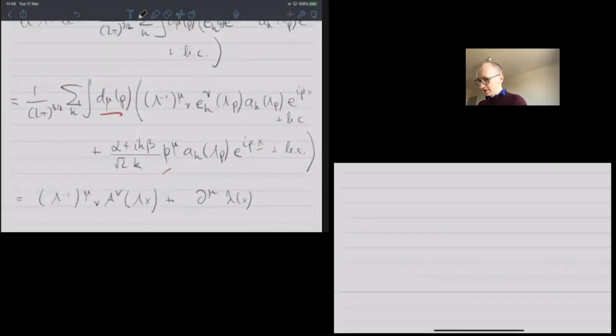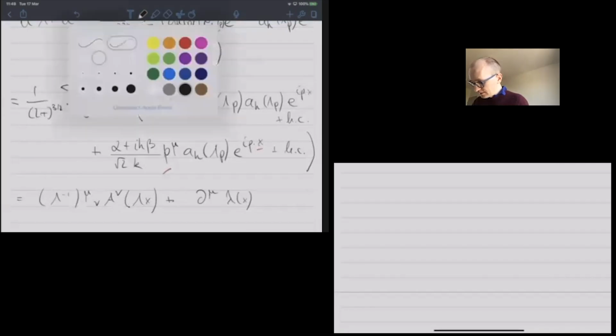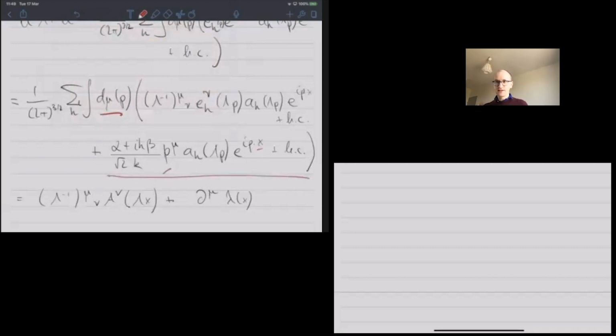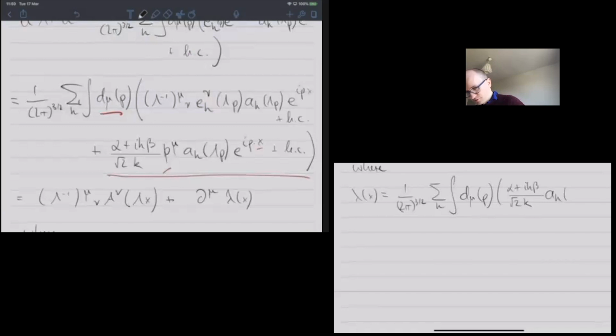Okay, I hope that's clear to everyone. This function lambda is defined by the second line in this integral expression here. But clearly what I have there, I can write as the d by d mu derivative of some function. Okay, so let's write it, where lambda of x is equal to 1 over 2 pi 3/2, the sum over h, integral d mu of p of our friend, which is alpha plus I h beta divided by root 2k times a h of lambda p e to the I p dot x plus the Hermitian conjugate.